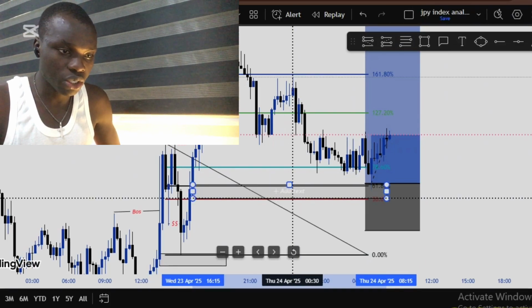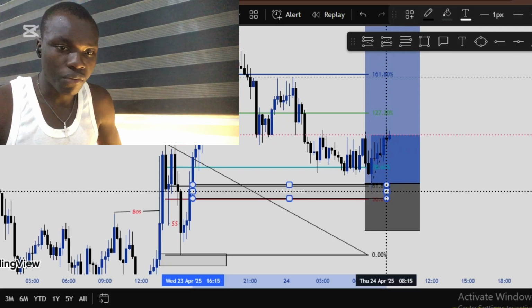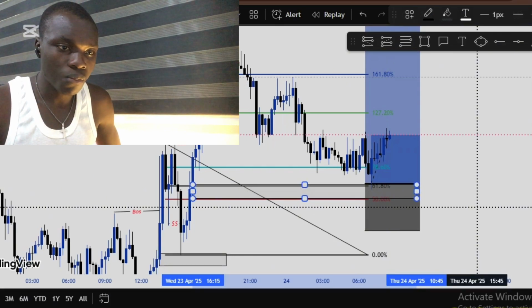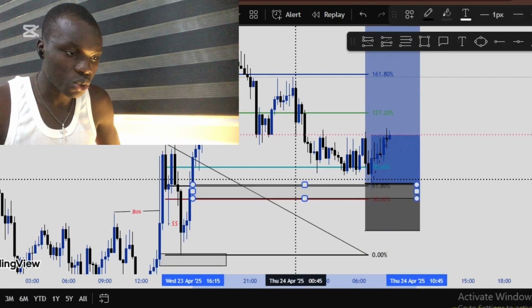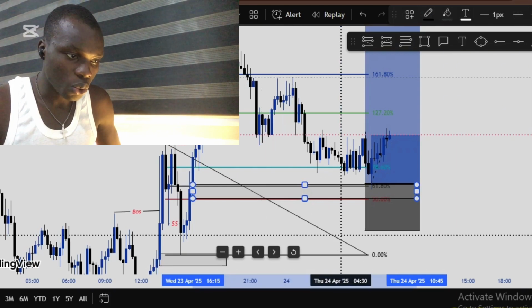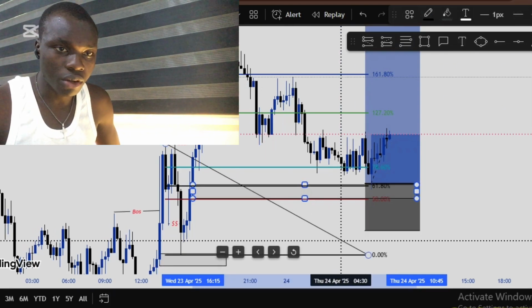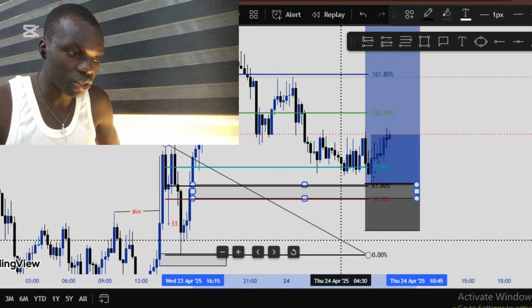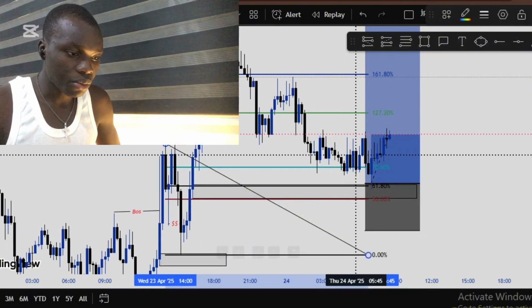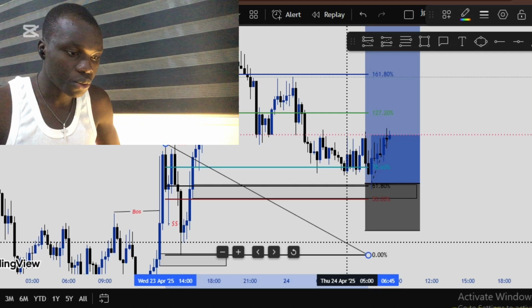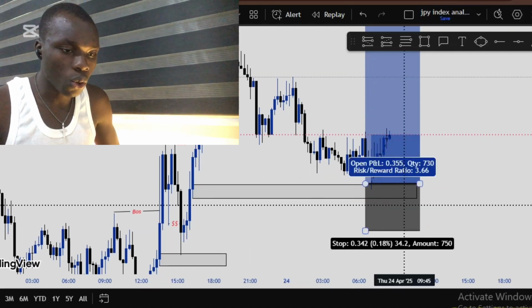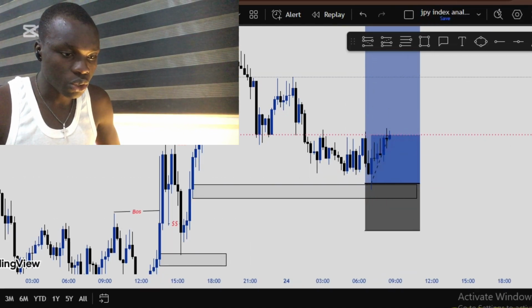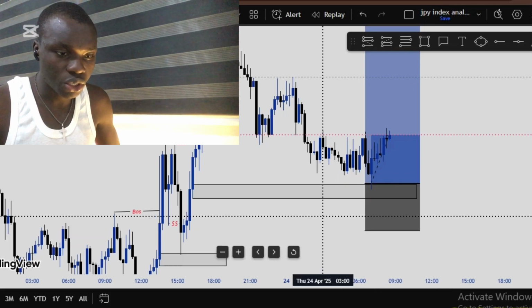So this is GBP/JPY. The reason for my entry is because I picked my fib retracement tool from this break of structure. We are bullish from the break of structure. I'll draw my fib retracement tool from the break of structure to the previous low, giving me this particular zone as a buy or entry zone.